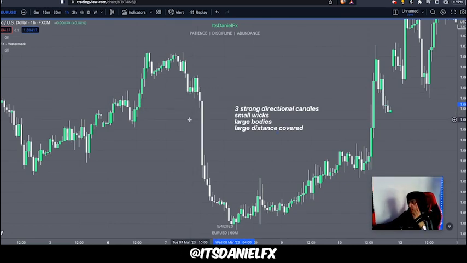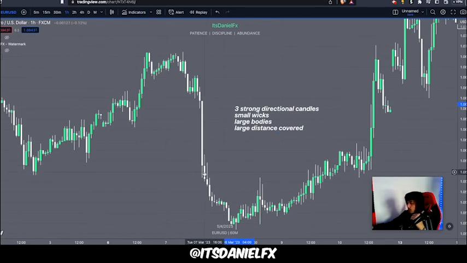Now the second characteristic you're looking for is small wicks and large bodies. You can see right here on this movement, this big candle that we leave literally does not have an upside wick rejection. What that's telling you is that price is really certain in this movement. It's not meeting much resistance, there's no uncertainty. It's a very certain, full volume movement, and price is just going where it wants to go. Once again, this is where the money is at in trading.